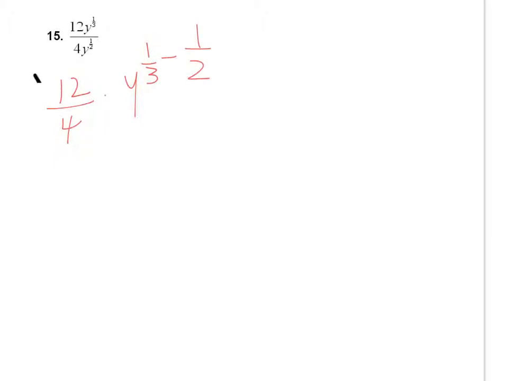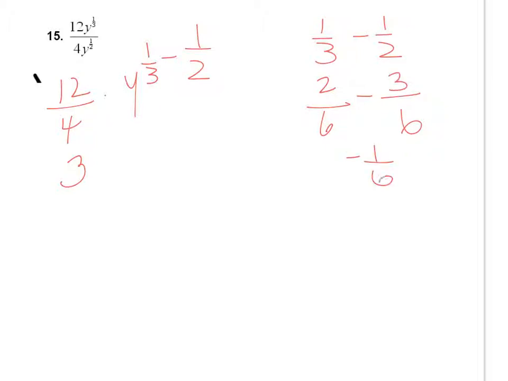12 divided by 4 gives me 3, and over here, you can type this in your calculator, or you can do it by hand. Denominator of 6, 3 times 2 gives you 6, 3 times 2 gives you 6 to give you negative 1/6. And this is y to the negative 1/6. Okay, well, where do those negative exponents go? They go to the bottom. So this is going to be 3 over the 6th root of y.